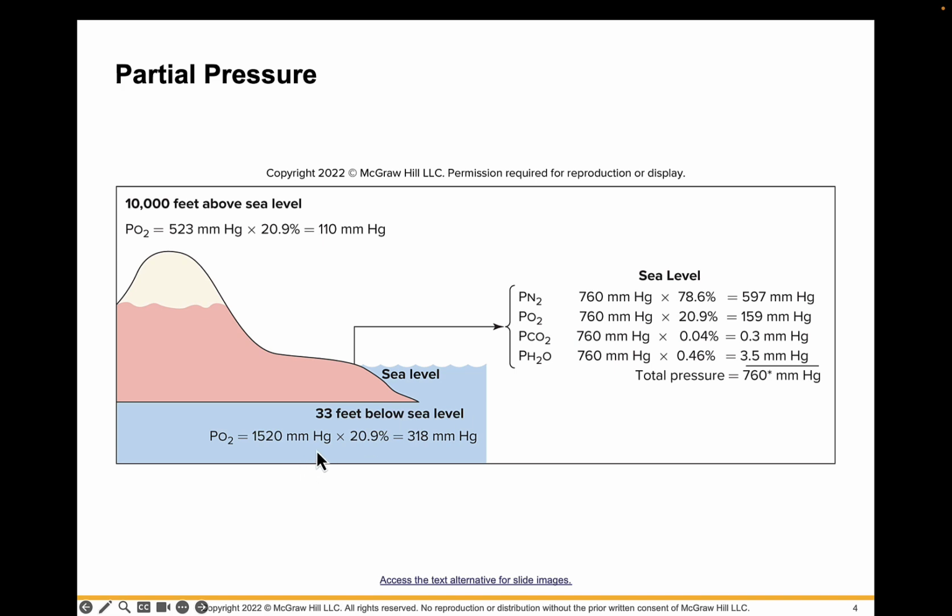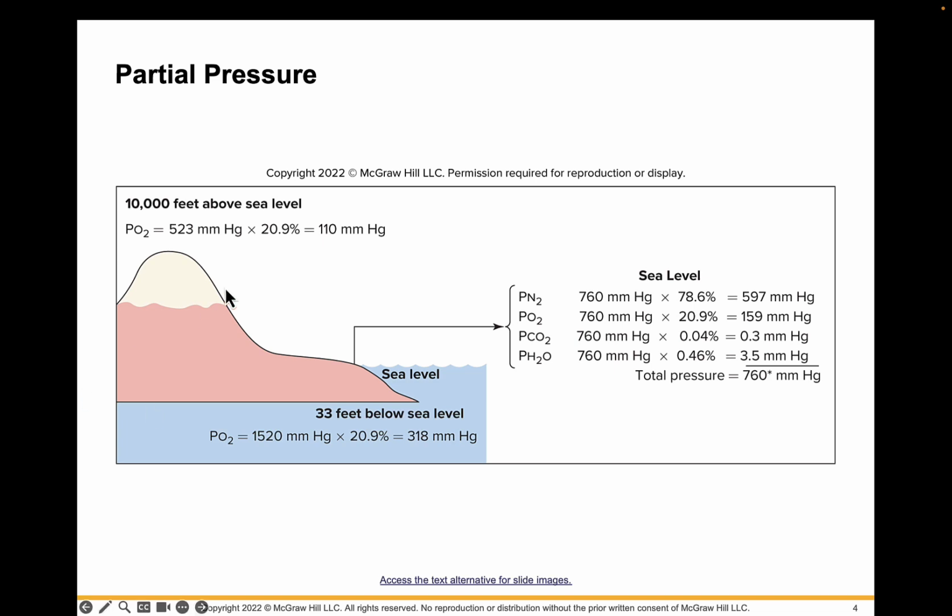If we look at below sea level, we're actually going to be looking at a significantly greater partial pressure of oxygen because of what the atmospheric pressure is. Atmospheric pressure is 1,520 millimeters of mercury. We multiply that by 0.209, and that will give us 318 millimeters of mercury.